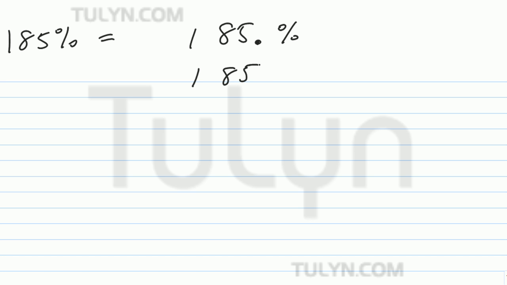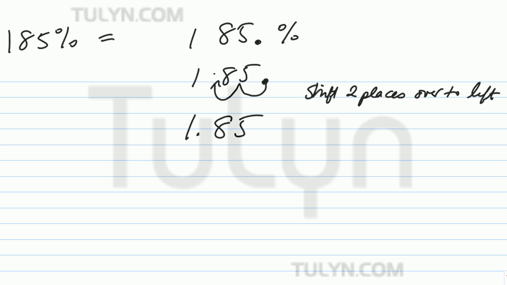I'm going to take it and remove the percent. When I remove the percent, I'm basically saying I'm going to divide it by 100 because that's what the word percent means. Like per cent, like there's 100 cents in a dollar, so you're dividing by cents. So when you divide by cents, you're really shifting two places over to the left. Now you're left with 1.85, right?